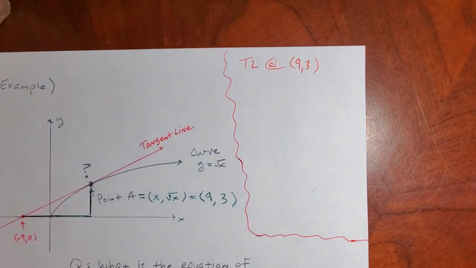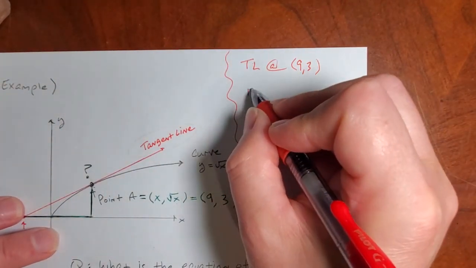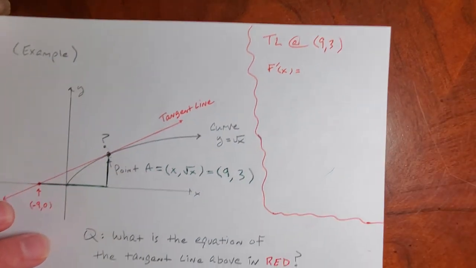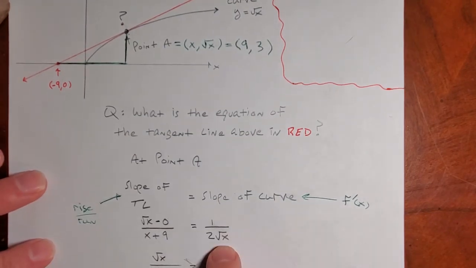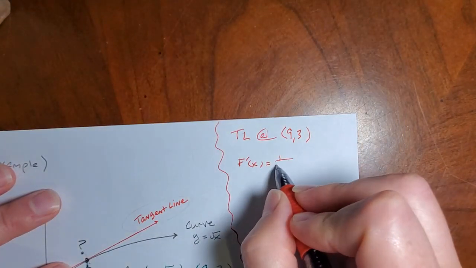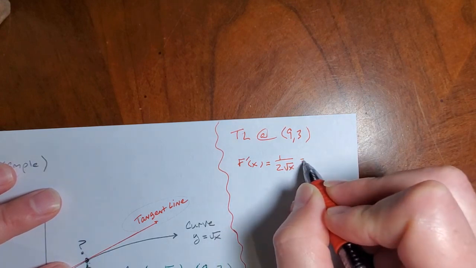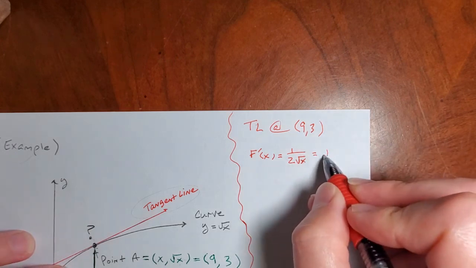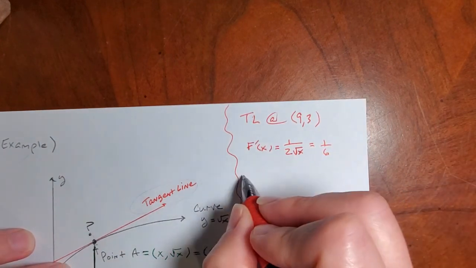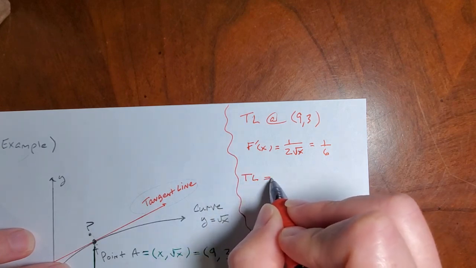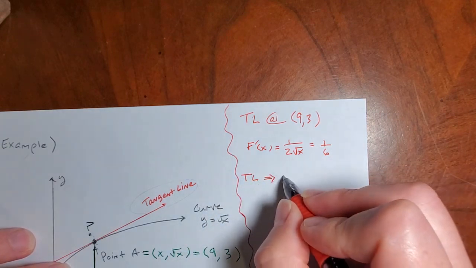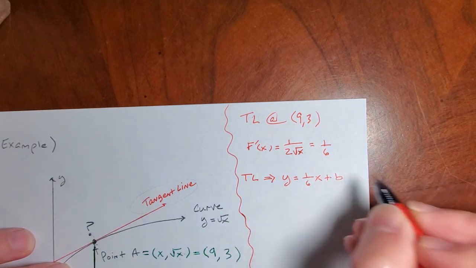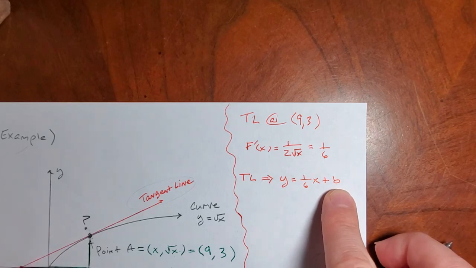So here's how I've showed you how to do that before. First of all, the derivative tells you the slope. And we found the derivative to be 1 over 2 root x. And at that point where x is 9, 1 over 2 root x is 1 over 6. Okay? So the tangent line equation is going to be like this. y equals 1 over 6 x plus some number b, which is the y-intercept of the line.